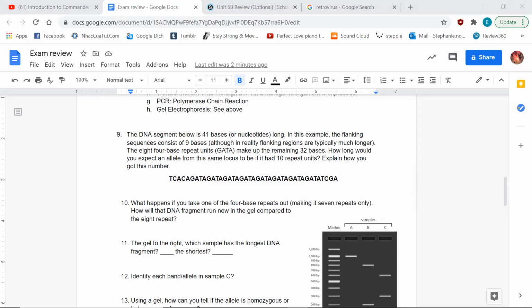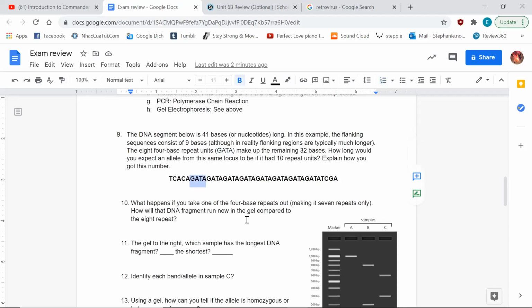Okay. So when you look at this question, it's going to tell you which ones are on the ends. 9 bases are the flanking. The flanking is the ones on the end. And then it'll tell you the 4-base repeat units. It means this sequence is going to be repeated for each unit. So I read left to right, and I start looking for these repeats.